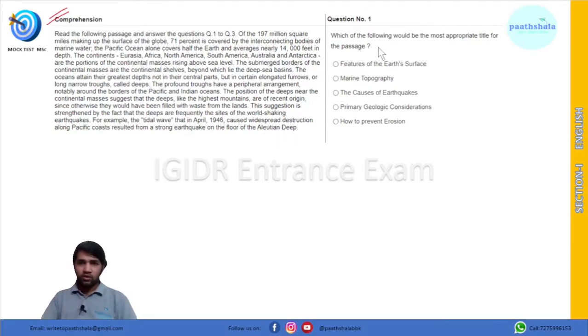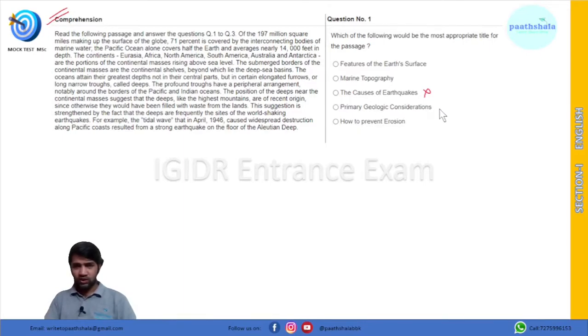Okay, so the first question is about the appropriate title of the passage. Initially the passage talks about the Earth, different features of Earth in different continents, and in the later part it talks about marine life. The features of Earth's surface, marine topography, causes of earthquake, it is talking about only in the end, so this cannot be the answer.